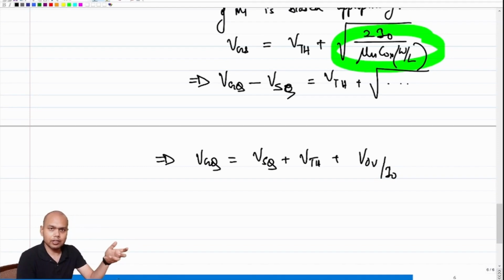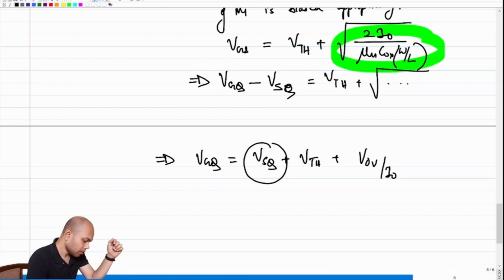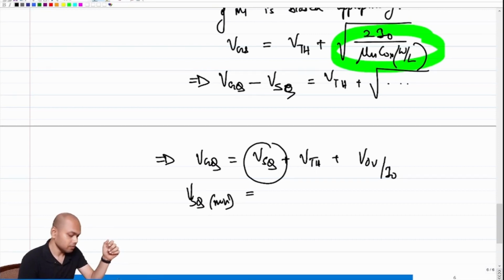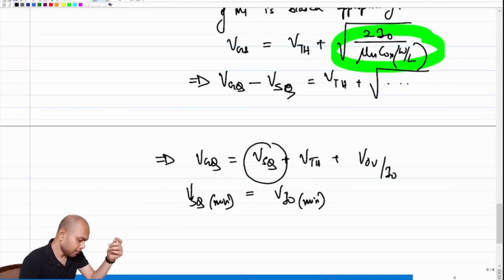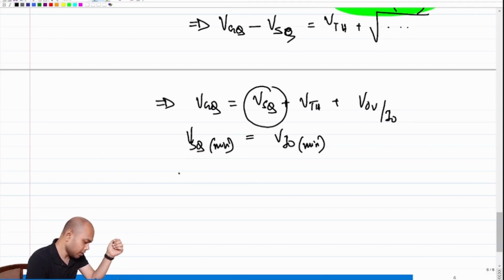The moment you say overdrive, overdrive can change with respect to current. So we need to also be cautious and ensure that we specify the current, right? Now what is VSQ? What is the minimum VSQ that we need? The minimum VSQ is V I naught min, right? So this is the necessity. V I naught min can be 100 millivolt, can be 200 millivolt, depending upon how the current source has been made. If that is the case, what will be VGQ?